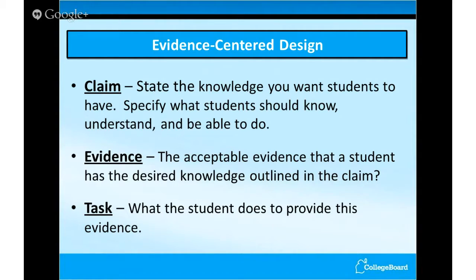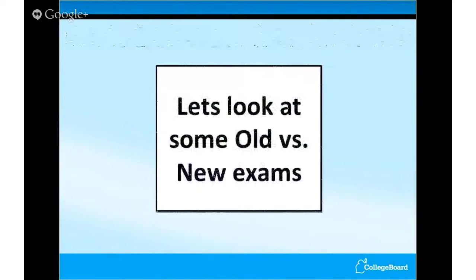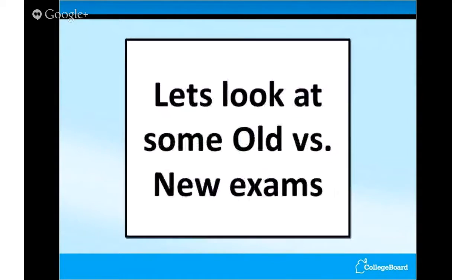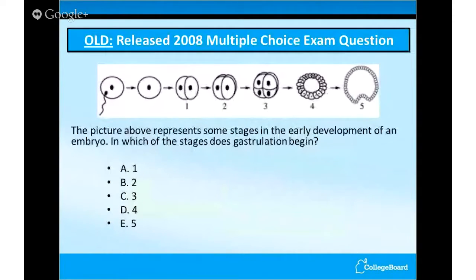Okay. All right. So what's really so different? Let's look at some old items versus new items, and then we can dig into this a little bit more. Again, I don't want to have to read all of this. Can you guys all see that? This is an item that was released off the 2008 multiple choice test. So this actually showed up on the 2008 AP biology test.